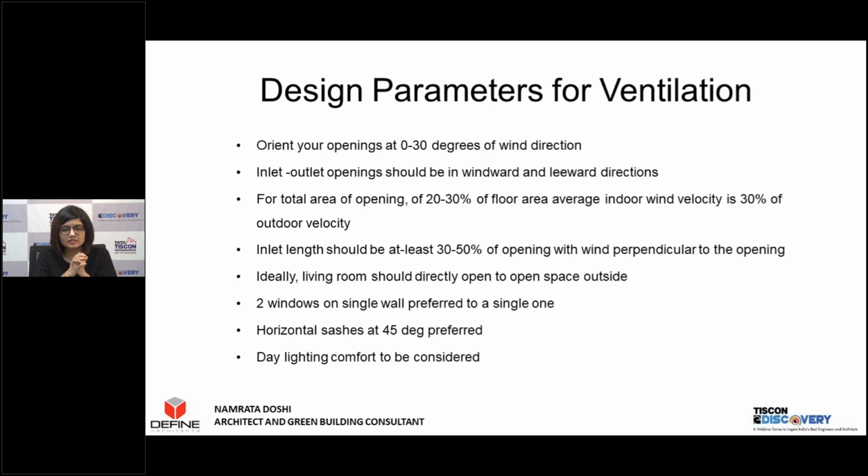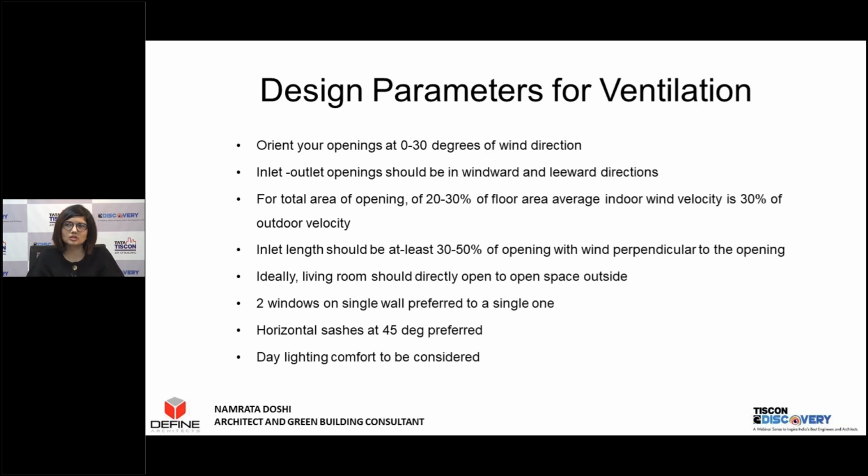Horizontal sashes at 45 degrees are preferred. Now, horizontal, vertical fins, sashes, these are louvers, these are strategies used when you're trying to avoid mechanical ventilation, you're trying to control glare, you're trying to control the heat. So, this approach basically takes into consideration what is the angle of the sun, what is the angle of the direct light, how the glare is coming in at what times, and based on that, the angle of horizontal and vertical sashes are designed to help you with optimum ventilation. And finally, the daylighting comfort to be considered.